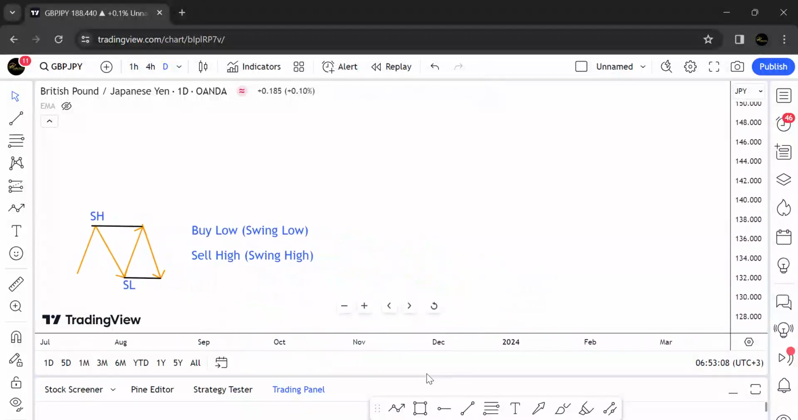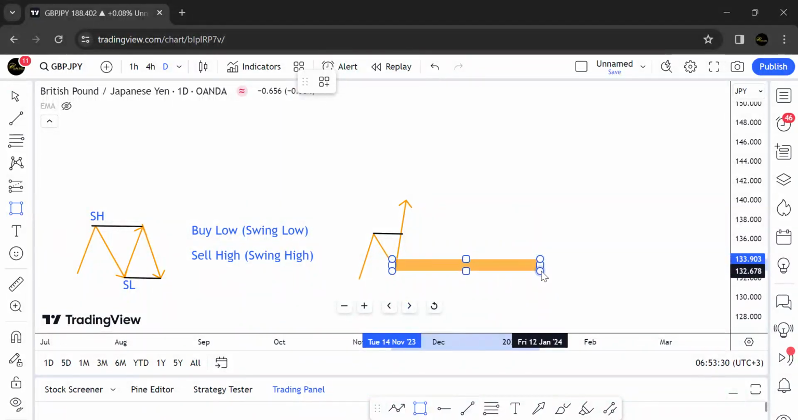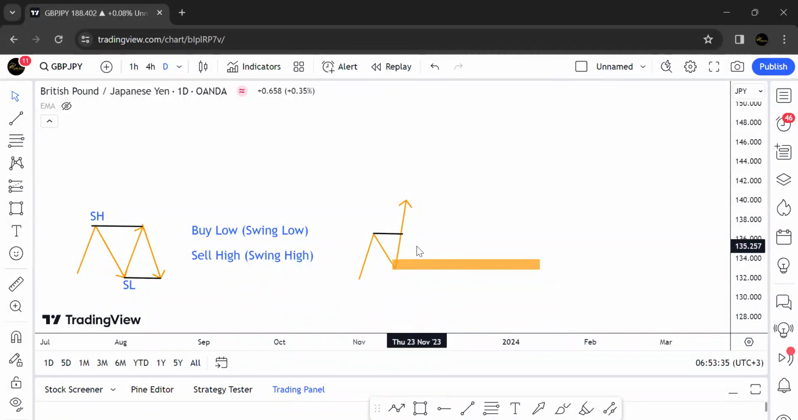So let me give an example. If the structure was like this, it means it has broken a swing high. And I said, if the swing high has been broken, now we're looking to buy, but we always buy on swing low, which is this one, right? So you're going to come and draw your zone here. I'm not sure how most people draw their zones, but we practice how to draw our zones in the class. So what you're looking for is the market to come back here and you get your buy entry.